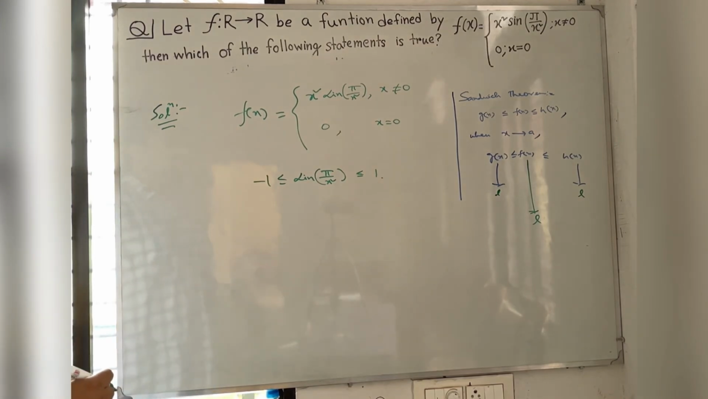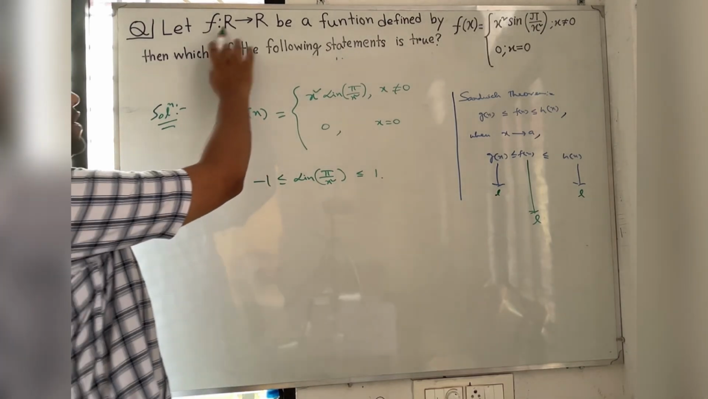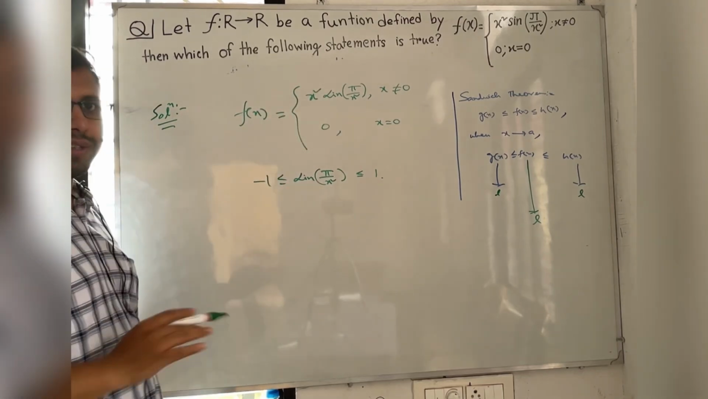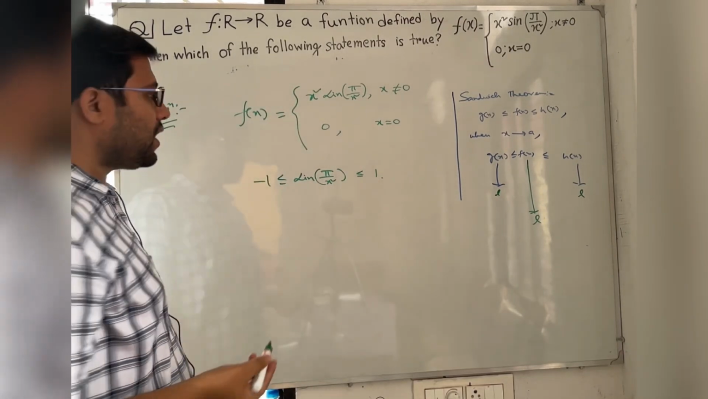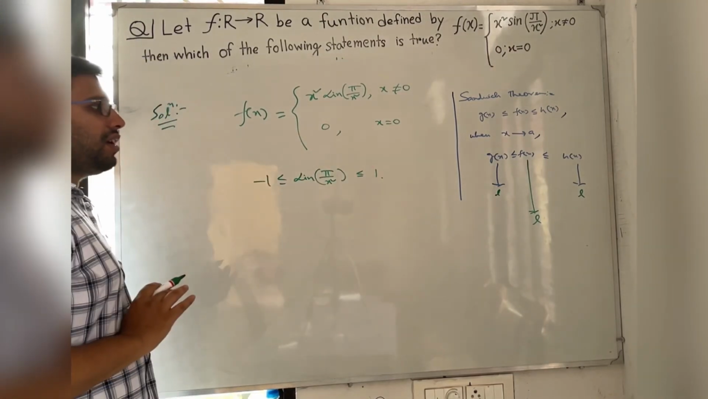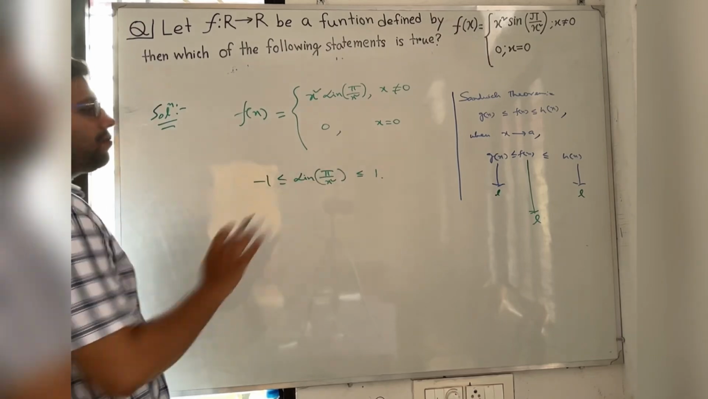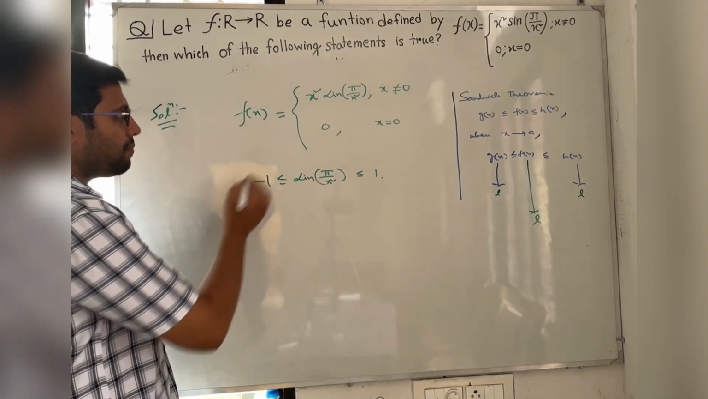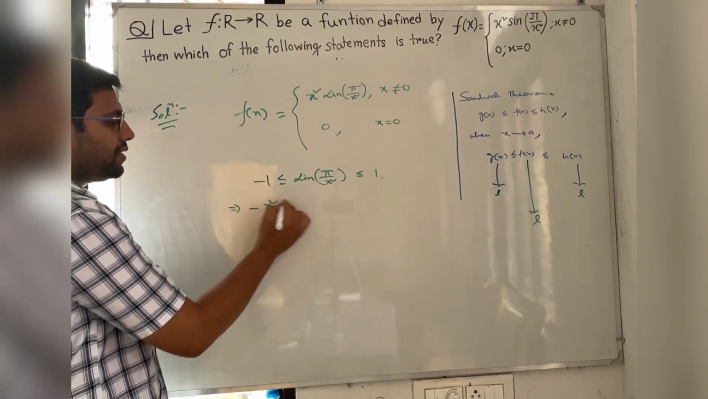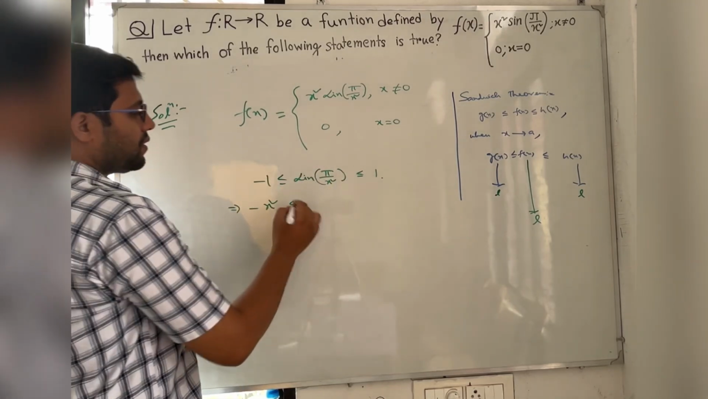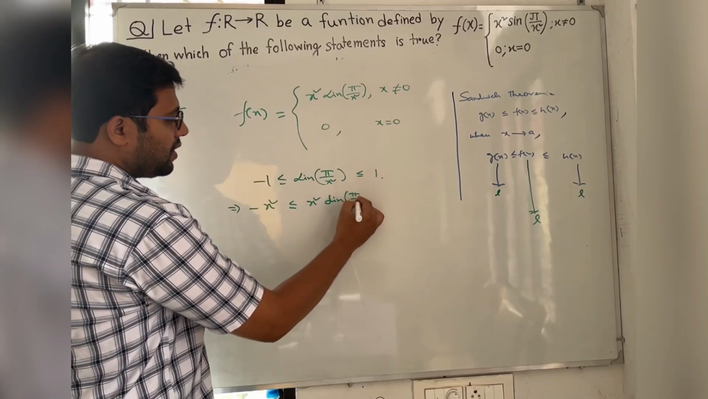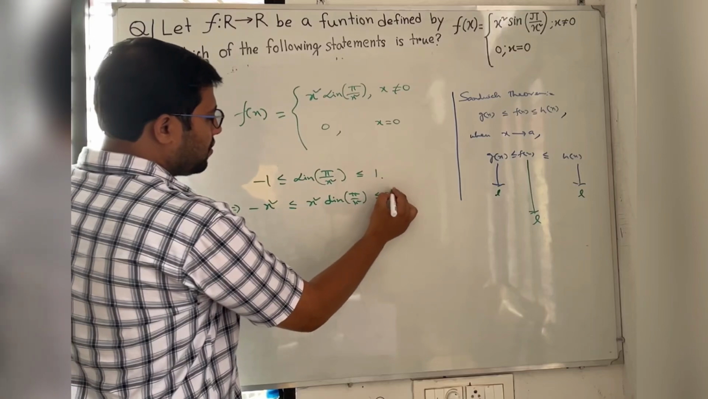Now f is a function defined from R to R, so x is a real number, and the square of a real number is always a non-negative real number. Okay, so we can multiply this inequality with x square, and the inequalities will remain the same, there will be no change, because x square is a positive term. So we multiply this inequality with x square, and this becomes minus x square less than or equal to x square sin(pi by x square), which is less than or equal to x square.